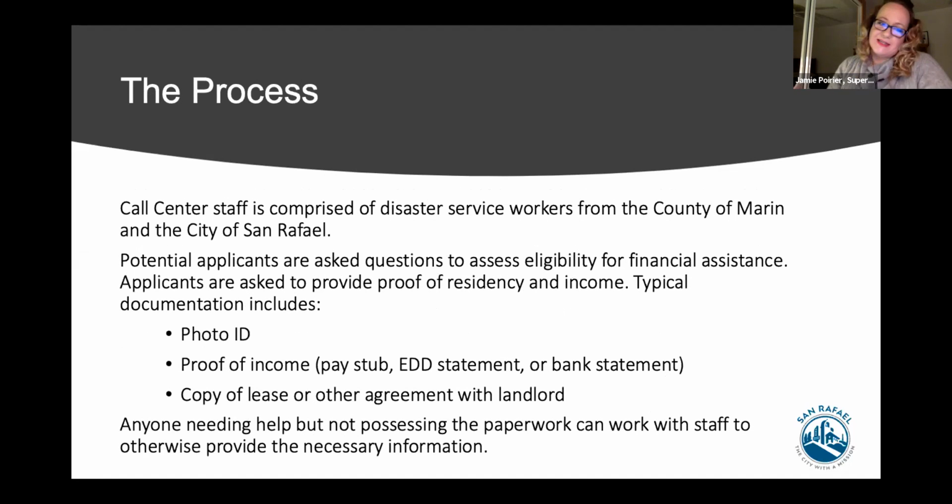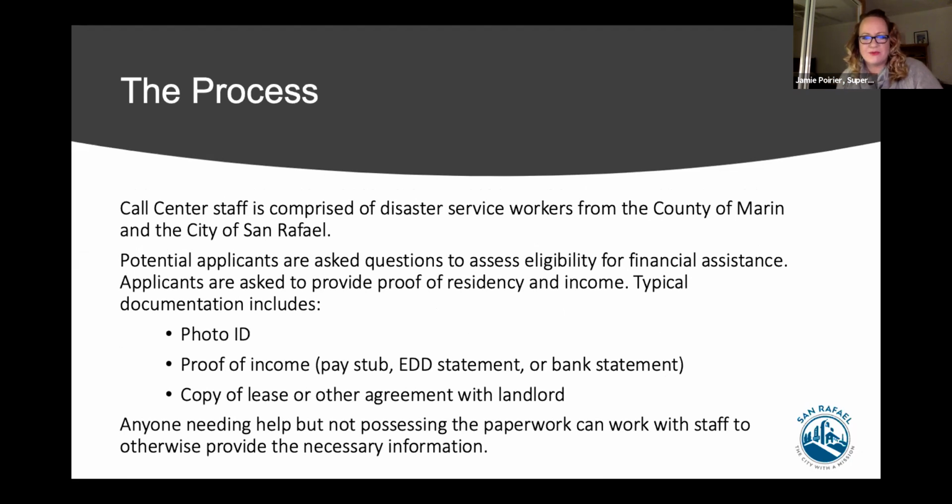So what is the process like? Call center staff is comprised of disaster service workers like myself from the city of San Rafael, along with people from other departments from the County of Marin. Potential applicants are asked various questions to assess their eligibility for financial assistance. They are asked to provide proof of residency and income, as well as photo ID.